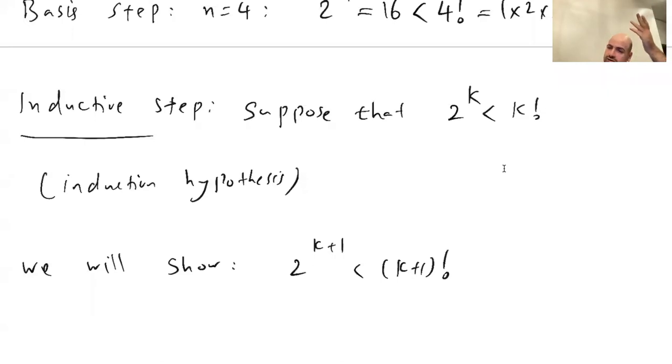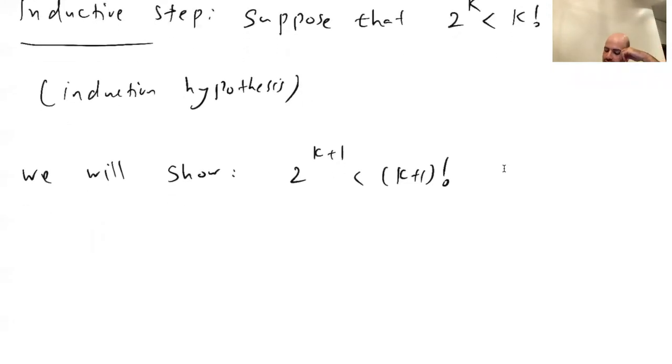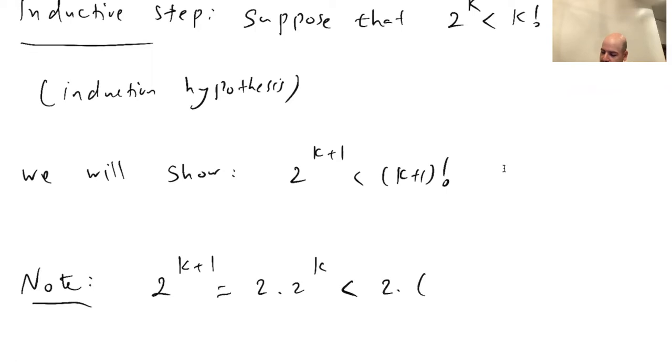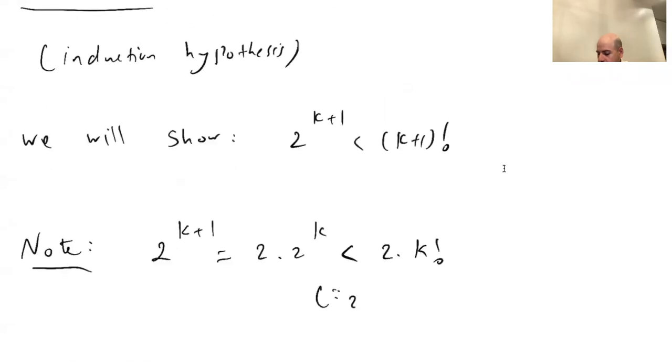Well, this is almost obvious. 2 to the power k plus 1, of course, can be written as 2 to the power k times 2. And 2 to the power k, we already know that is less than k factorial. So note 2 to the power k plus 1 is equal to 2 times 2 to the power k. And that's less than 2 times k factorial, because 2 to the power k is less than k factorial. And 2 is less than k plus 1.